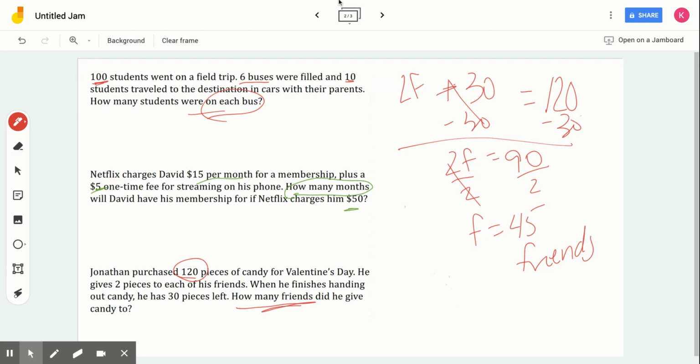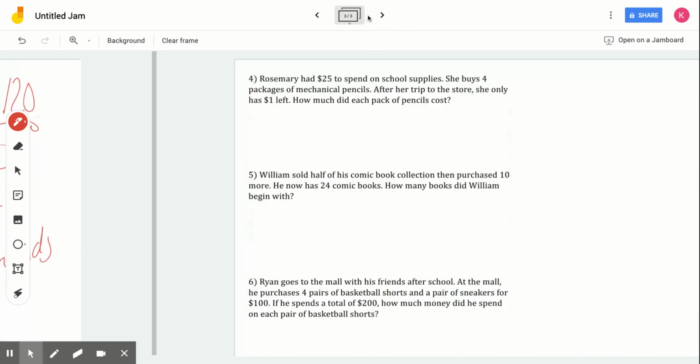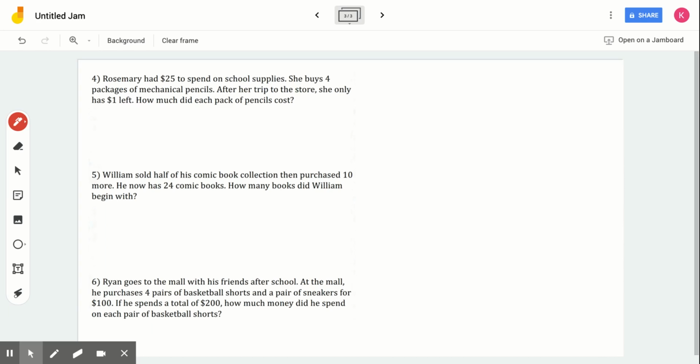All right, let's take a look at the next set of problems here. It says, for number 4, Rosemary had $25 to spend on school supplies. She buys 4 packages of mechanical pencils. After her trip to the store, she only has $1 left. How much did each pack of pencils cost? So this is going to be very similar to number 3.